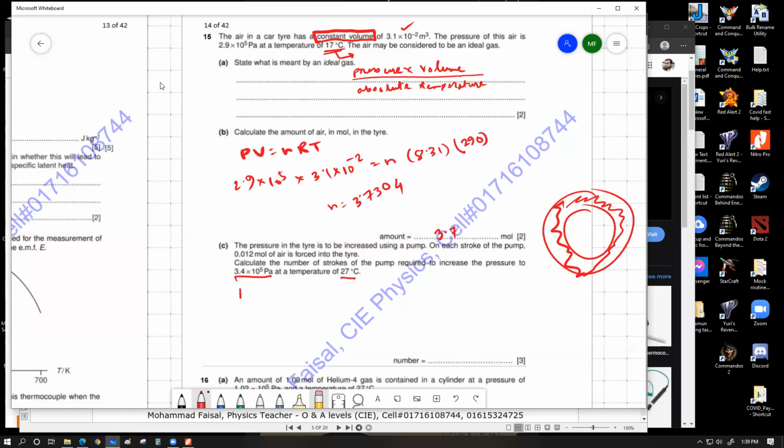If we go for the same equation, PV equals nRT, we can calculate the value of n, which is going to be 3.4 into 10 to the power 5 multiplied by 3.1 into 10 to the power minus 2 divided by, this is R, 8.31 into 300.